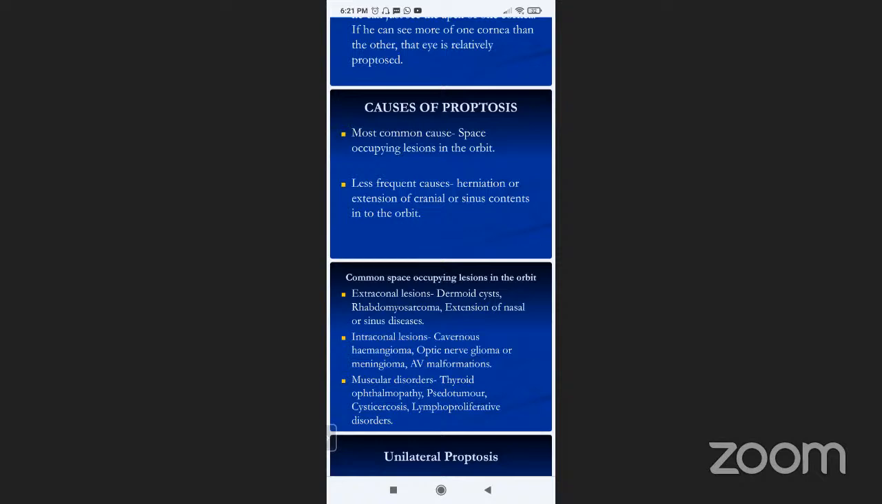So intracorneal lesions occur in the central space, extracorneal lesions occur in the peripheral space. Extracorneal lesions are dermoid cyst, rhabdomyosarcoma, then extension of the nasal or sinus diseases, tumors or infections, etc. Intracorneal lesions are cavernous hemangioma, optic nerve glioma or meningioma, AV malformations, etc. Other conditions which can be either intracorneal or extracorneal are muscular disorders like thyroid ophthalmopathy, pseudotumor or idiopathic inflammatory disease of the orbit, then cysticercosis, lymphoproliferative diseases of the eye.